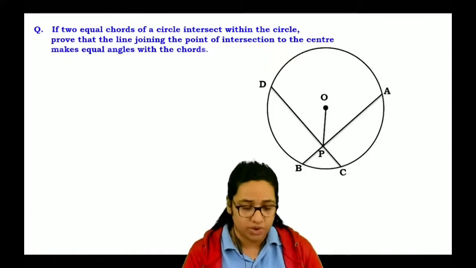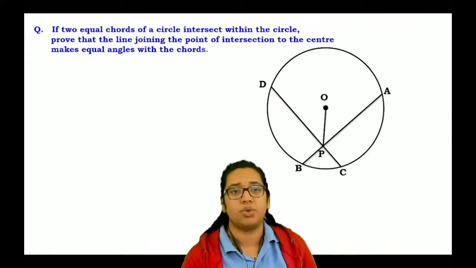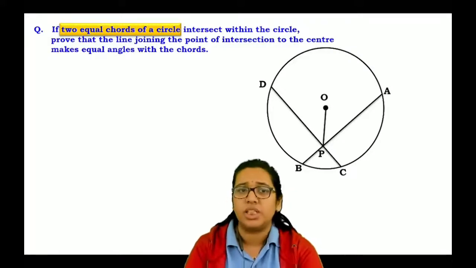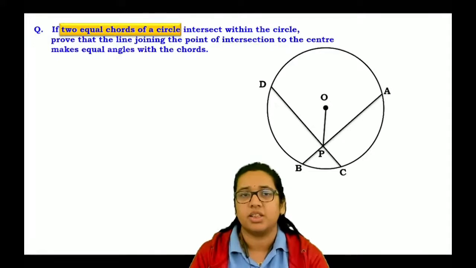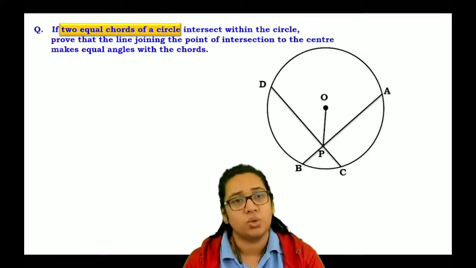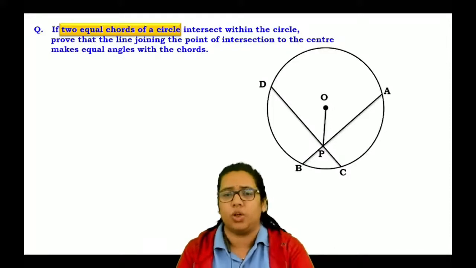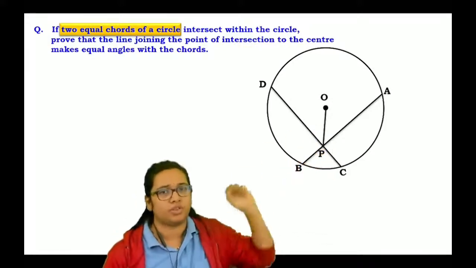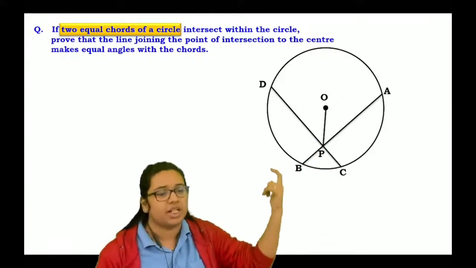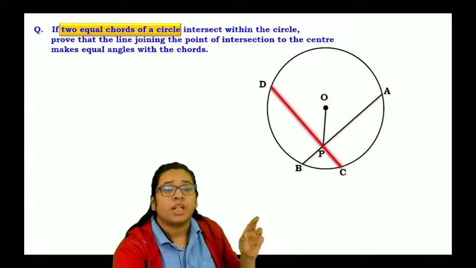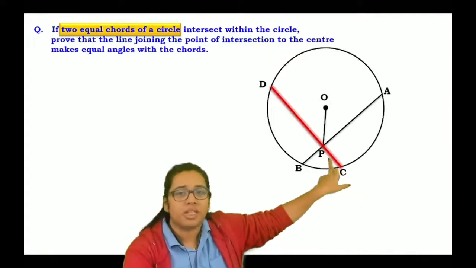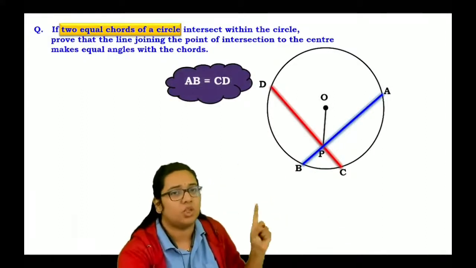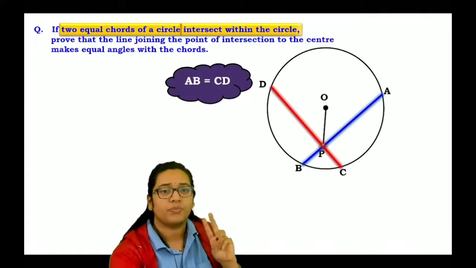If two equal chords of a circle intersect within the circle, then prove that the line joining the point of intersection to the center makes equal angles with the chords. It is a big statement, so let's look at it part by part. First thing is that two equal chords of the circle, so we can say that CD and AB are equal in length, intersect within the circle. So P is nothing but the point of intersection for those two chords. So the first part is that AB equals CD because those will be two equal chords.